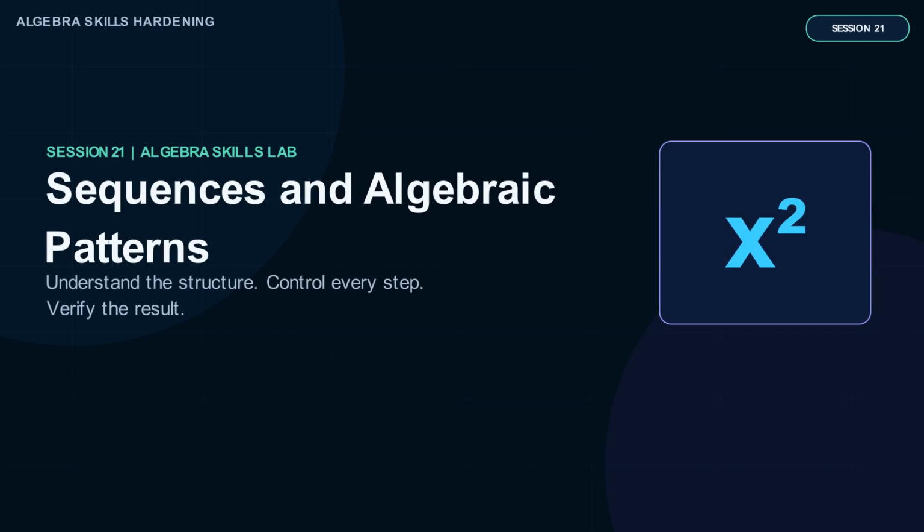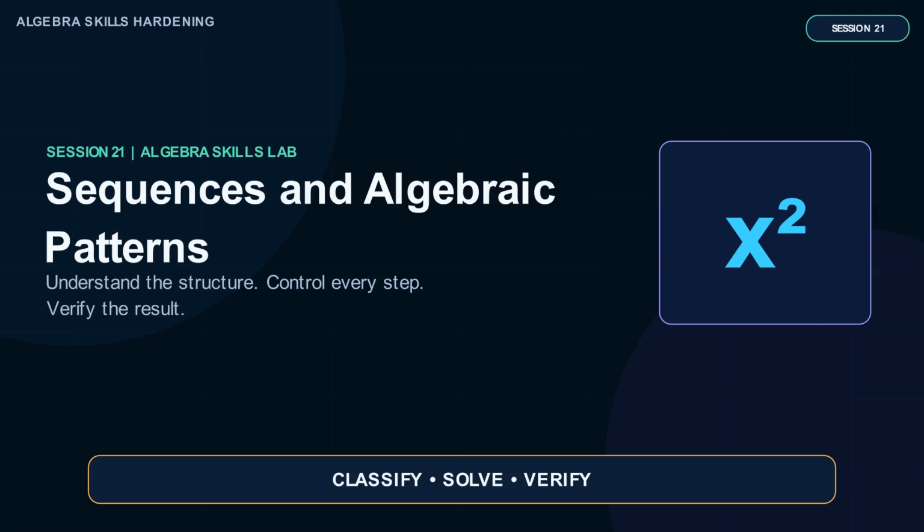Welcome to Session 21, Sequences and Algebraic Patterns. This lesson strengthens algebra that remains reliable when the numbers or representations become unfamiliar. You will learn to distinguish constant difference from constant ratio patterns, to write explicit rules with the correct one offset, and to separate a requested term from the sum of many terms. Treat these as connected habits.